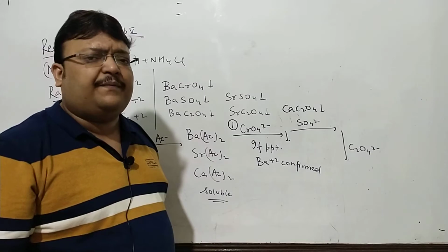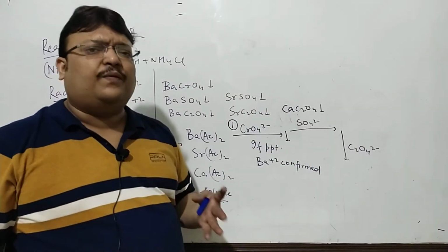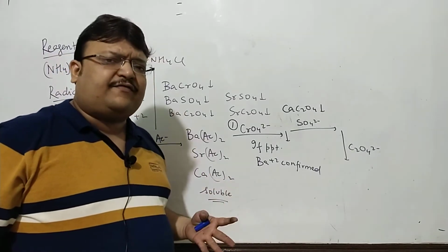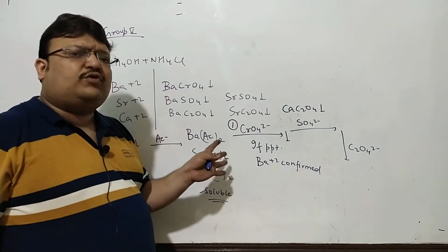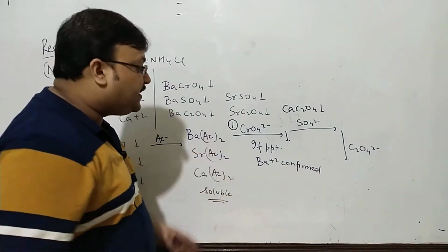ग्रुप 1 ग्रुप 2 के लिए फ्लेम टेस्ट होता है. बेरियम एप्पल ग्रीन, कैल्शियम ब्रिक रेड, स्ट्रॉन्सियम क्रिम्सन रेड, यू नो. तो इसका फ्लेम टेस्ट होता है, ड्राई टेस्ट होता है. ये एक वेट टेस्ट होता है शुरू में, जो सिर्फ ये ऑर्डर से समझ में आ जाता है. हमेशा इसको सीक्वेंस में ही डालेंगे. इसको बोलते हैं टेस्टिंग इन ऑर्डर.